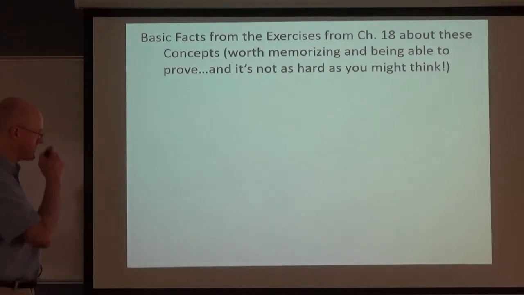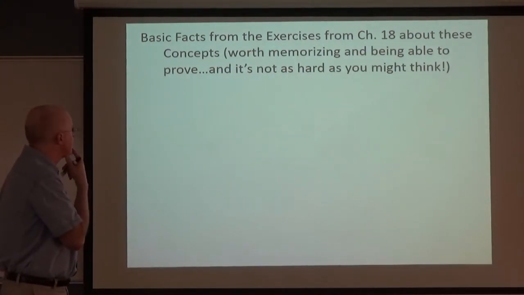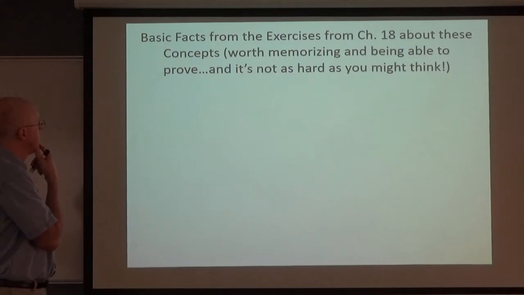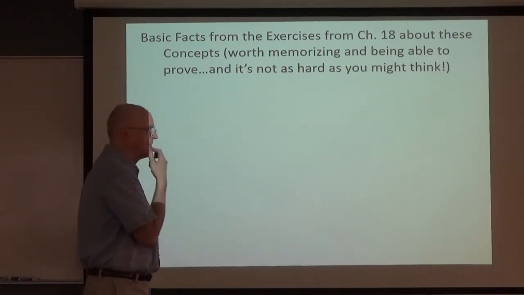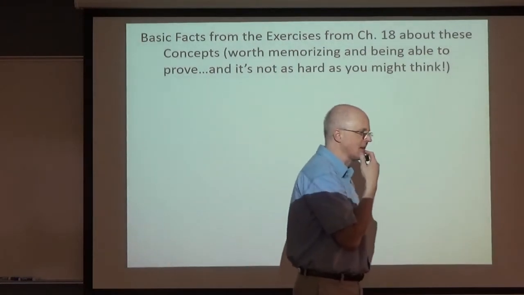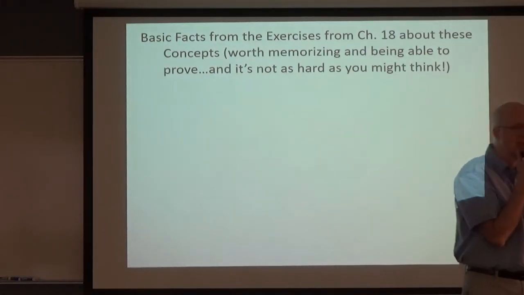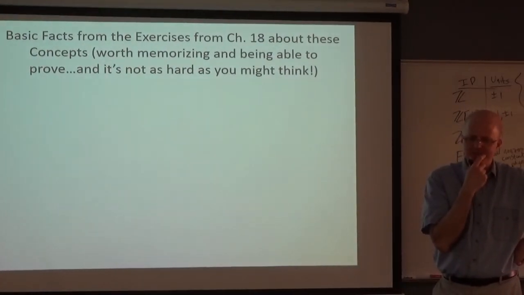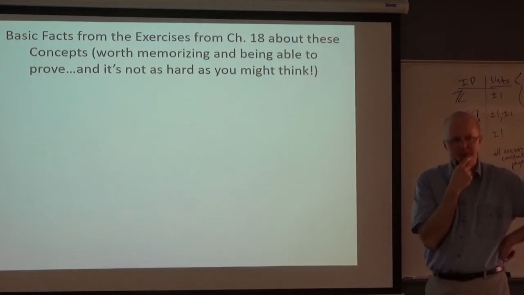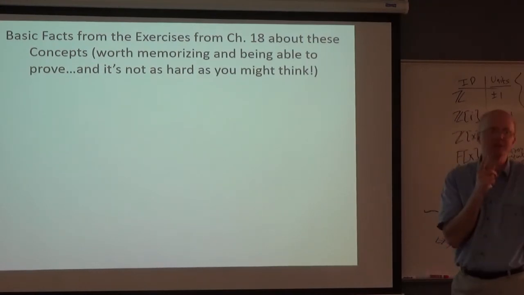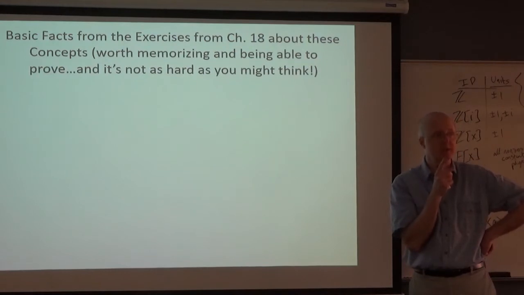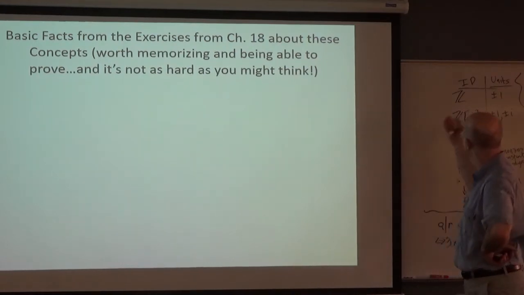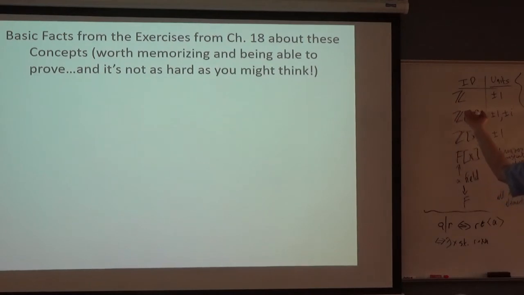Here are some basic facts from the exercises in chapter 18 about these concepts that are worth memorizing and being able to prove. And it's not as hard to memorize these as you might think. Unless I tell you maybe for the quiz next Monday, I'm not necessarily going to say definitely memorize all these things. But I'm saying work at making them easily identifiable as true or false, and you should be able to prove them. It's not as hard as you might think, and as far as the truth goes of these things, it's easiest, again, to think about these examples, and especially Z, the simplest example.